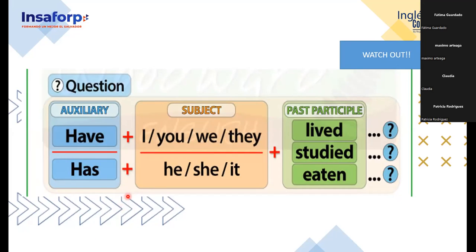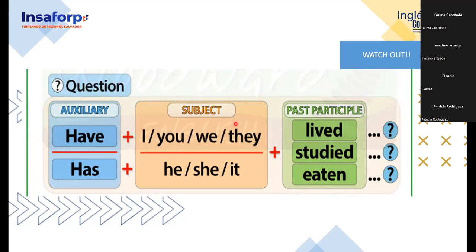Let me see. Remember that this is kind of the formula that we need to follow in order for you to create a question in present perfect. So it is the auxiliary, it is the subject, and then the verb in past participle. Of course, we have a complement over here. That's why we have three dots. 1, 2, 3, and the question mark at the end.